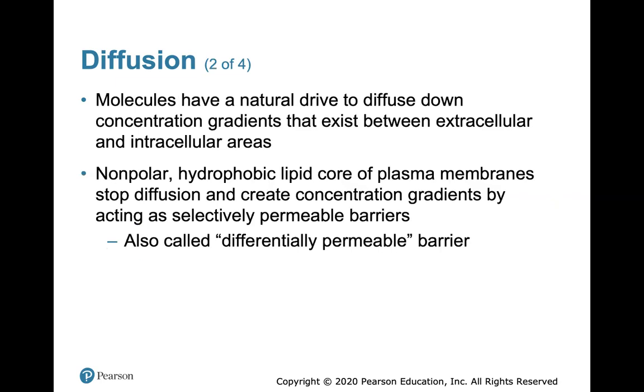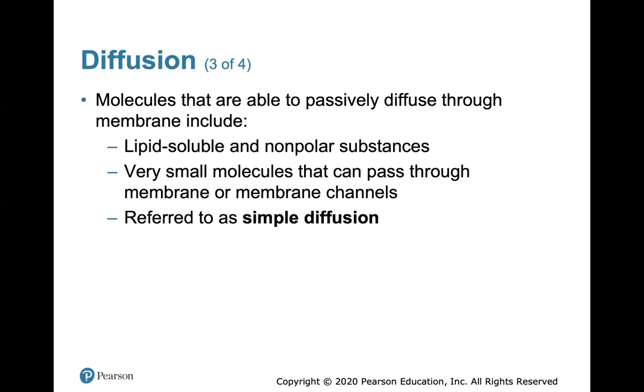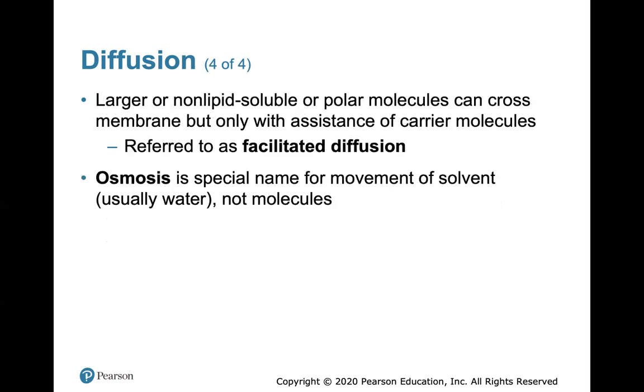So diffusion, molecules have a natural drive to diffuse down their concentration gradient. And in terms of the cell, the nonpolar hydrophobic lipid core of the plasma membranes will stop diffusion and create concentration gradients by acting as a selectively permeable barrier, meaning it only allows certain things to come through. Molecules that are able to passively pass through the membrane include lipid-soluble and non-polar substances, very small molecules that can pass through membrane or membrane channels, and this is referred to as simple diffusion.